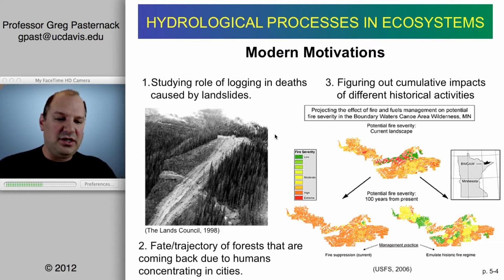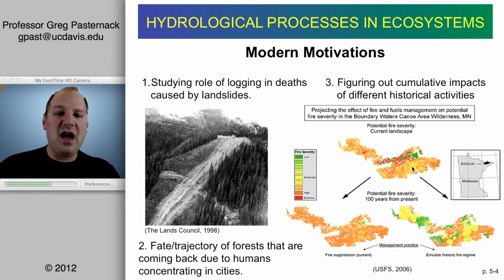What you can see here is a map on the right that shows the Boundary Waters region of Minnesota in northeastern Minnesota. And the top color map shows fire severity currently in the region. The oranges and yellows indicate moderate to high severity, green low severity.